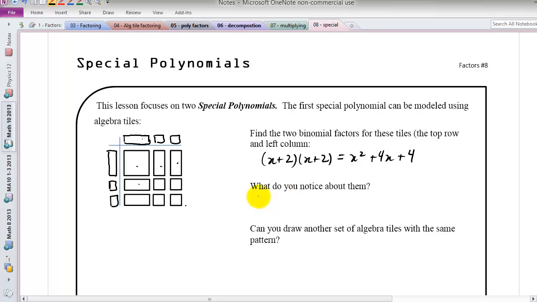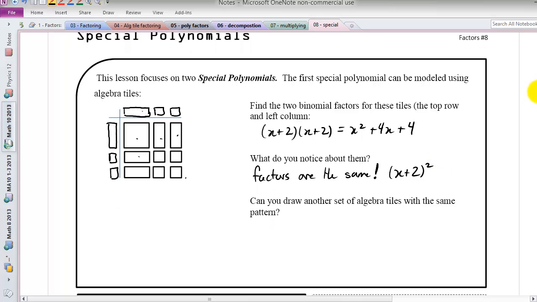Alright, what do I notice about this? Well, I notice the binomials are the same. The factors are the same. It's like x plus 2 squared. There's two of them, just like when you figure out the area of a square.